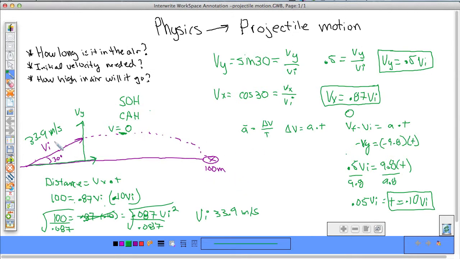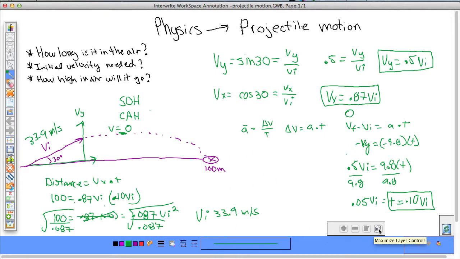I could take my trig functions. Now that I know my hypotenuse right here, I could figure out my velocity in the y direction, and so I could figure out my total time. I could take my 33.9 times 0.87 and multiply that times my total time, and I could get my total distance, which I already know is 100 anyways, but say you didn't have that 100. So there's all sorts of awesome things you can do.